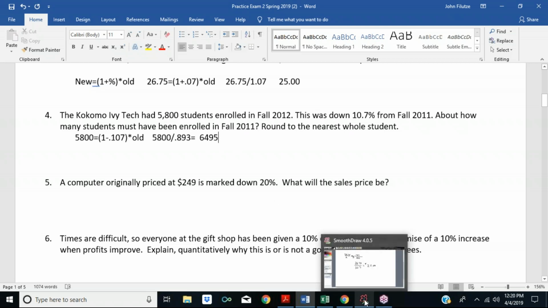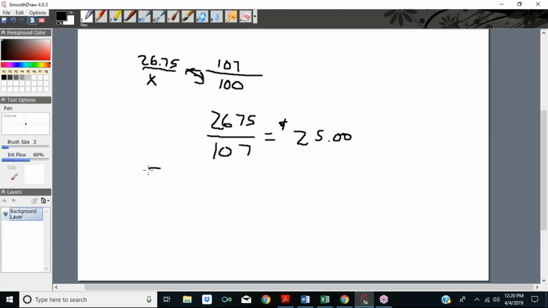And then again, we have the proportions. We could have done 5,800 is, let's see, that's going to be 89.3%. And then we're trying to find the 100%. So that's how we would set that up if we were doing a proportion.